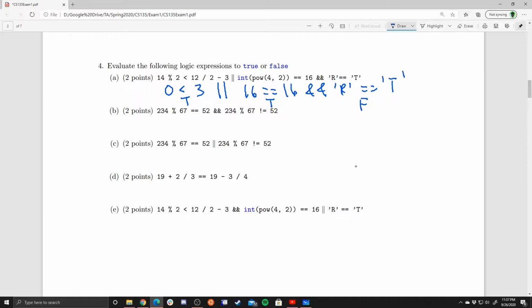So we're going to do true and false first to get false, and then true or false gives us the result of true at the very end. So this part right here would evaluate to false because true and false is false. This whole part's going to be false, so true or false will give us true.